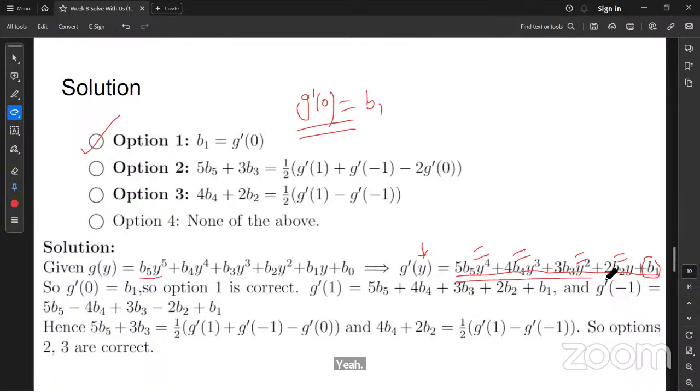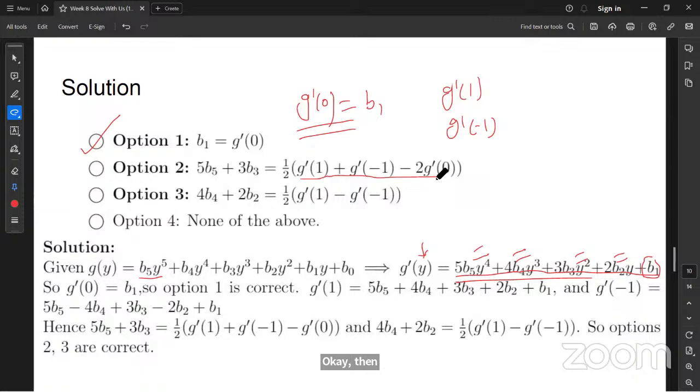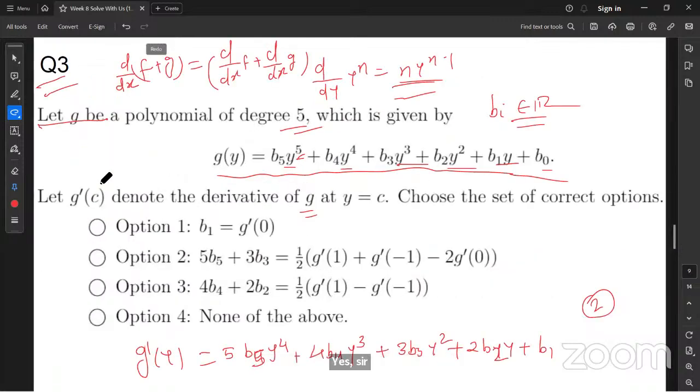Now, similarly, you have all these things. You can easily check now, right? Just find g prime 1 and g prime minus 1. Then put the values of g prime 1, g prime minus 1 and g prime 0 here. You will get this one, and similarly, if you put here, you will get this one. Easy, no? Shall I give this as homework? Just take a screenshot of this question and try to solve for options B and C. If you have some doubt, you can easily ask. Just take a screenshot, everyone, and try to solve this.